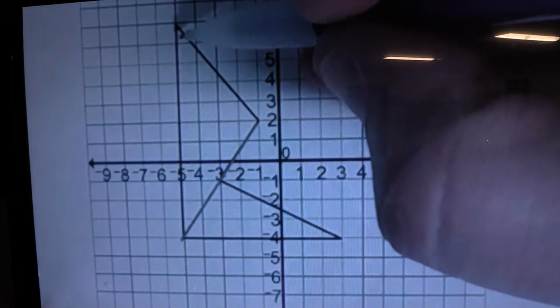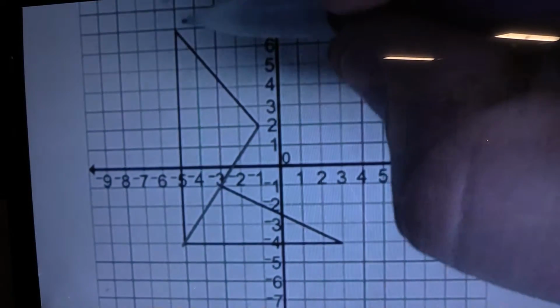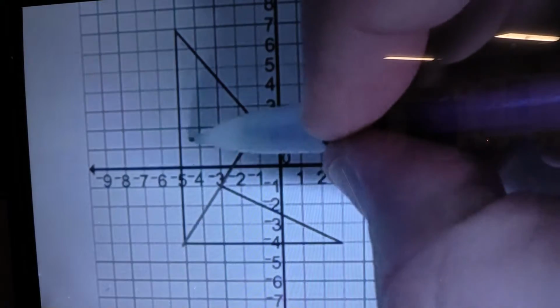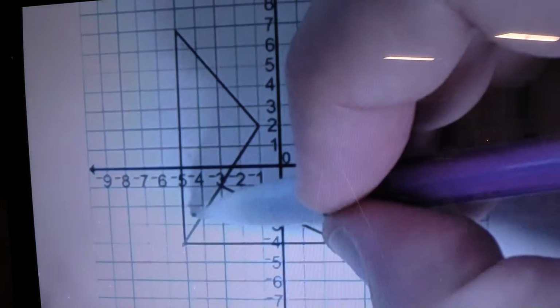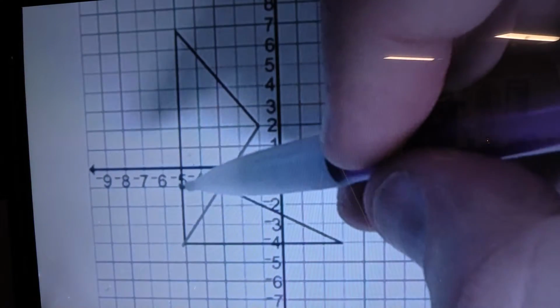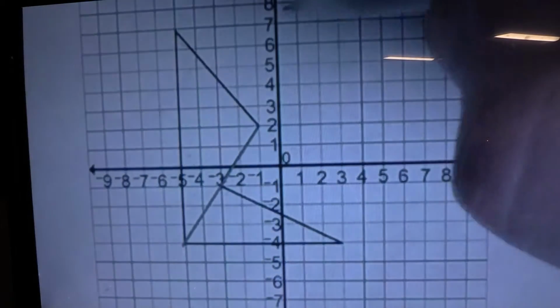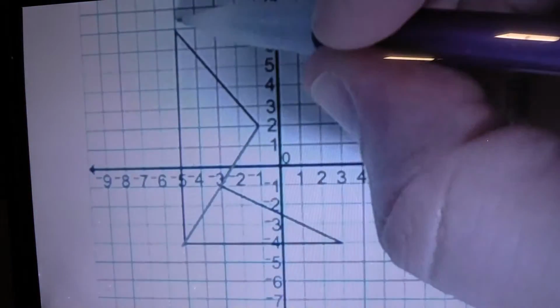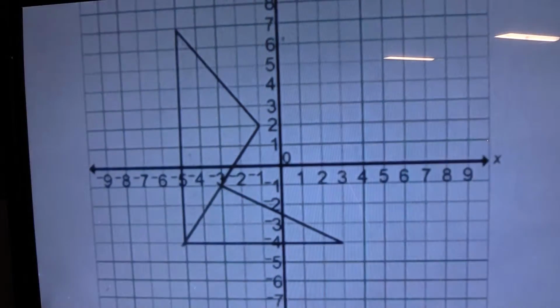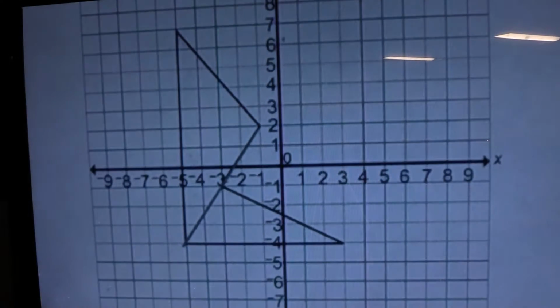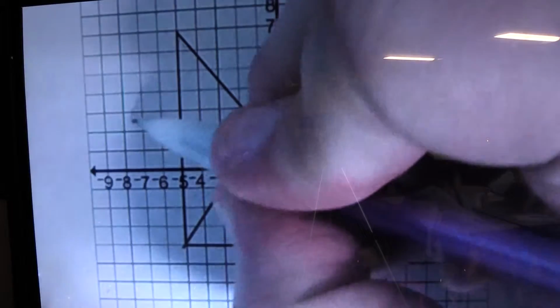The easy way would be to simply count these units straight down. Like I see it's 1, 2, 3, 4, 5, 6, 7, 8, 9, 10, 11. So I could say this base is 11 units. The easier way to do it is to see that here it's at 7, here it's at -4, and add the absolute values. The absolute value of -4 plus the absolute value of 7 is 4 plus 7, which is 11. Now, I'm going to go ahead and write 11 units right here.